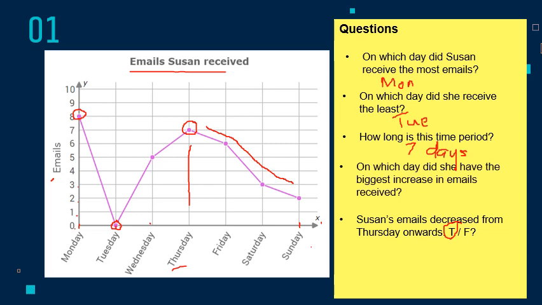On which day did she have the biggest increase in emails received? So this is where I need to look at the shape of the data. So which day did she have the largest increase in emails? Here I'm looking at this point here because this is going up and it's the steepest. So here we started at 0, and then on Wednesday she had 5 emails. So there's a difference of 5, and that's the greatest increase she had. This one here is 5 to 7, which is 2, and all the other ones are decreases. So it would be Wednesday.